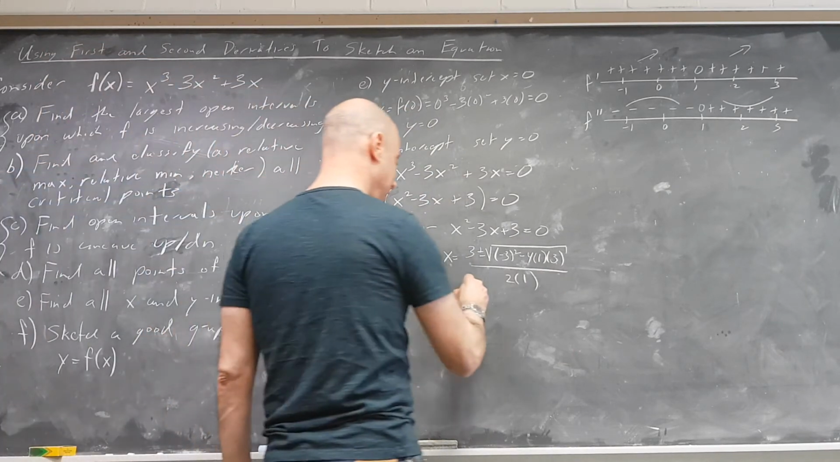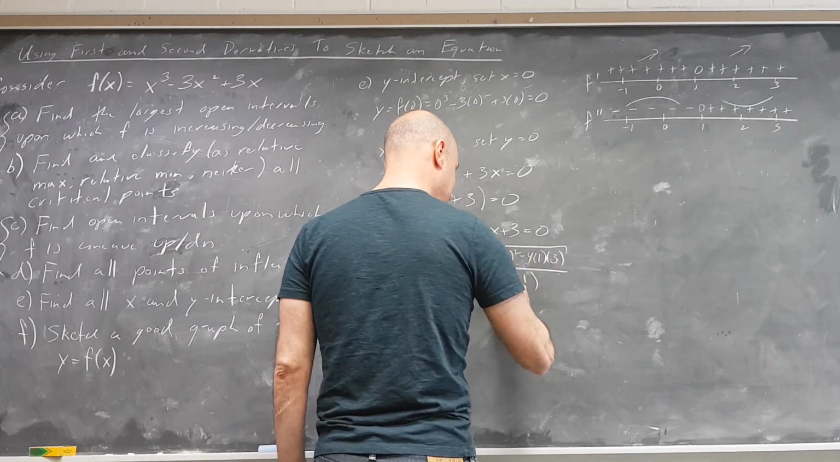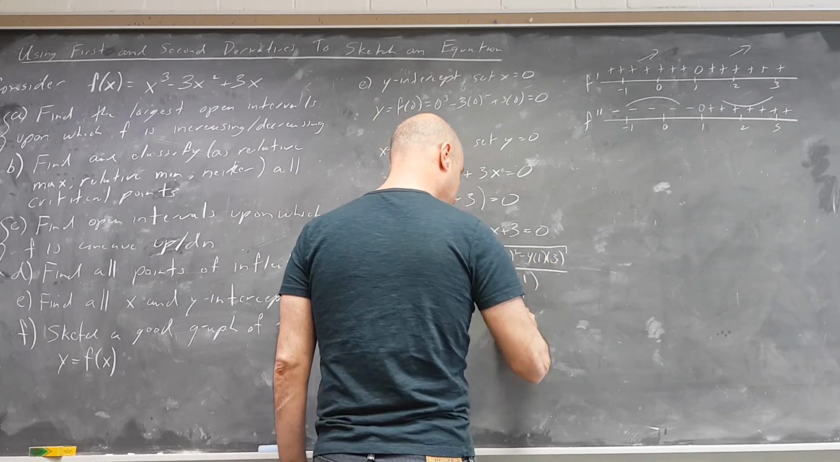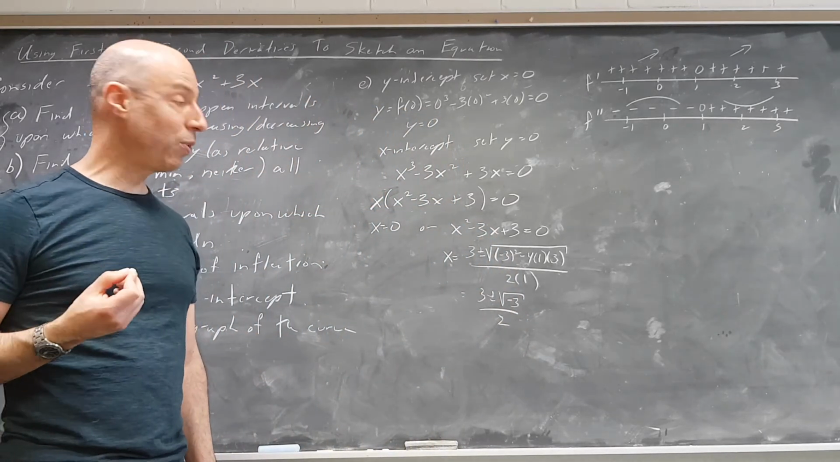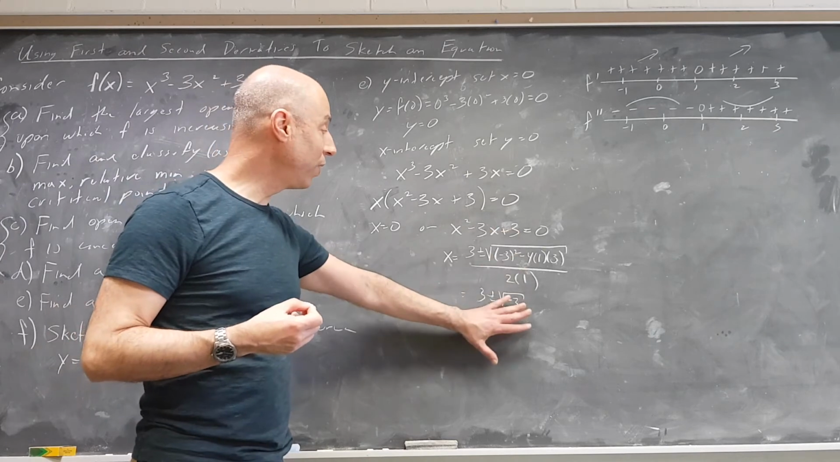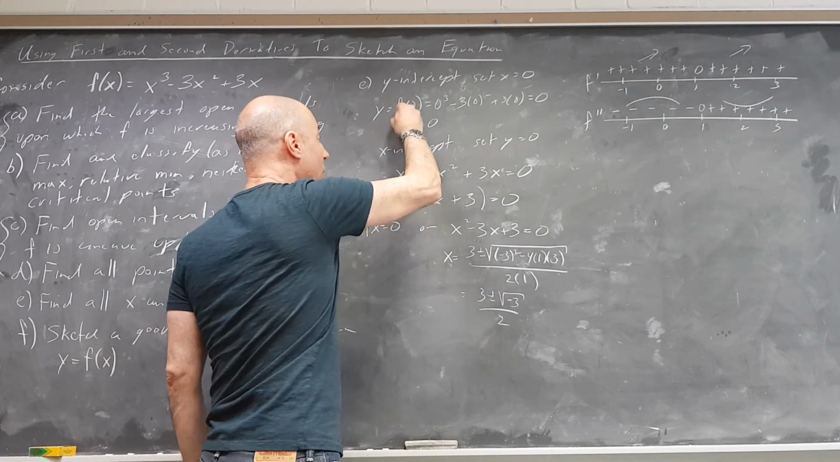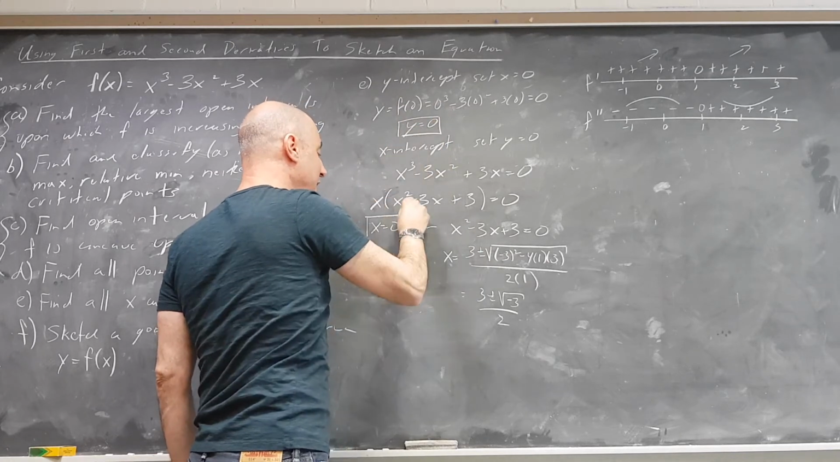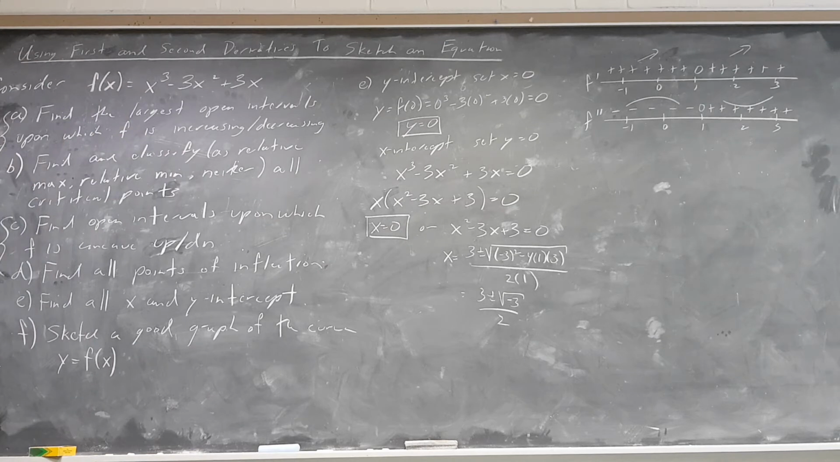And that works out to 3 plus or minus the square root of 9 minus 12, which is negative 3, all over 2. The square root of negative 3, of course, is not a real number. So this has no more real solutions. Really, this is the only real solution. So y equals 0 is our y-intercept, and x equals 0 is our only x-intercept.